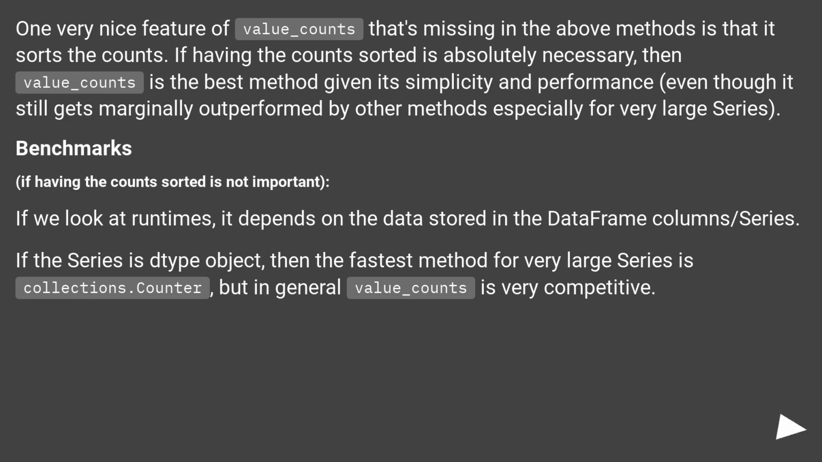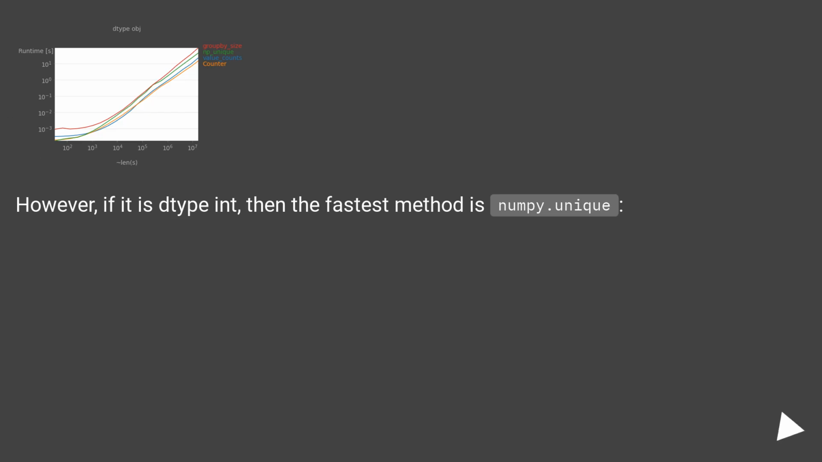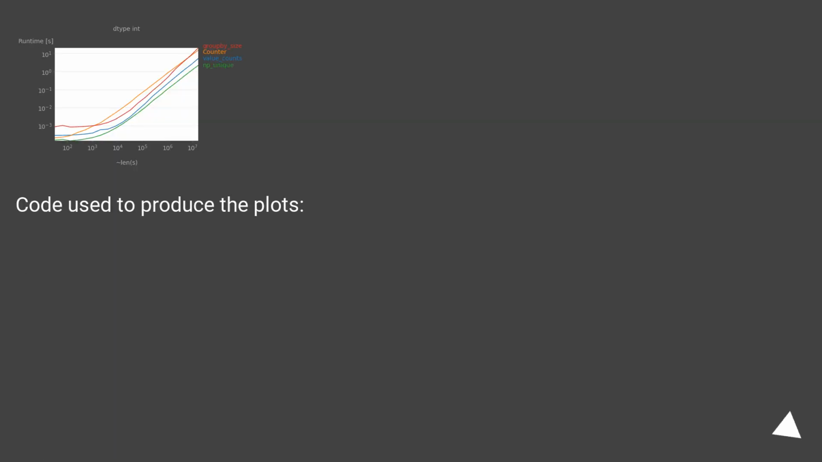Benchmarks. If having the counts sorted is not important, if we look at runtimes, it depends on the data stored in the data frame columns/series. If the series is type object, then the fastest method for very large series is collections.Counter, but in general value_counts is very competitive. However, if it is type int, then the fastest method is numpy.unique. Code used to produce the plots.